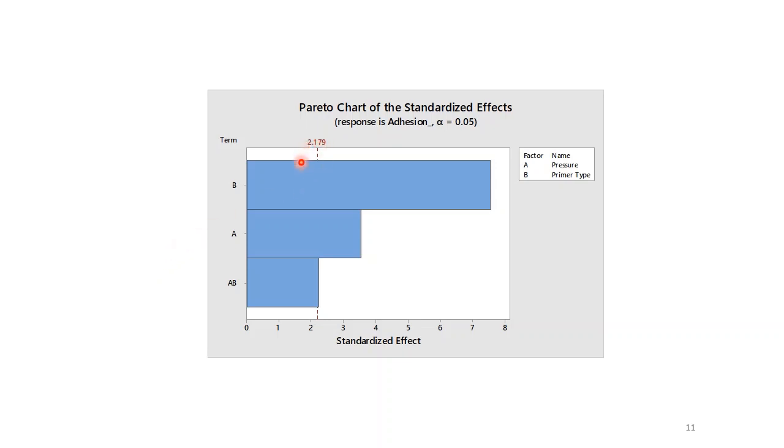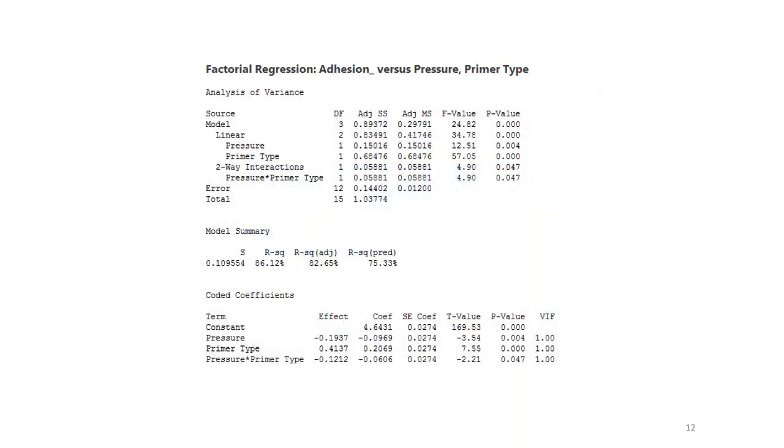Any bar extending beyond the reference line at the 5% significance level indicates that the effect is significant. The chart is a graphical way to view the results from the ANOVA table. Notice that the size of the standardized effect is the absolute value of the T statistic from the table, with a reference line at the alpha level of 0.05, like the ANOVA table.